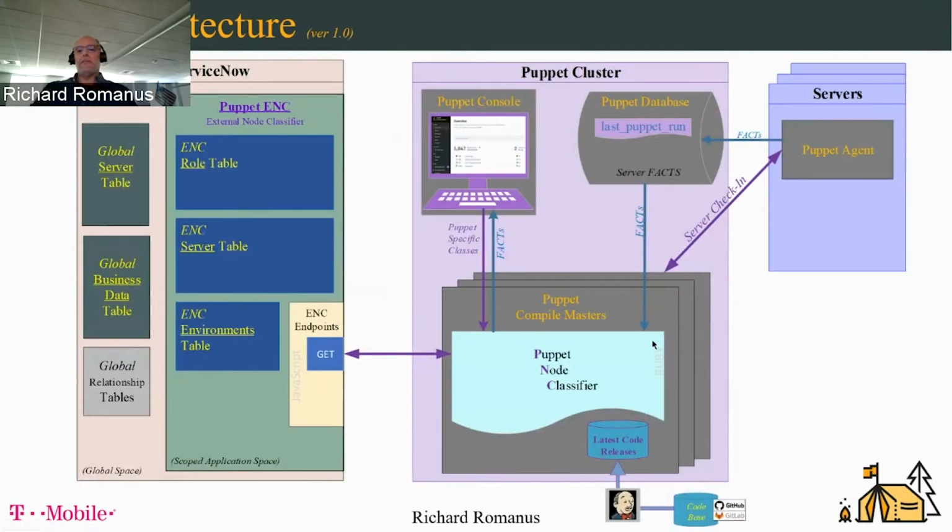And this is a little more detailed view of the ENC and PNC with some of the other Puppet components like the console and the database and how they interconnect. It also shows some of the primary global and scoped application tables that we're using in the ENC. Unfortunately, in the first version of the ENC, a lot of the scoped data had to be manually entered into the tables.